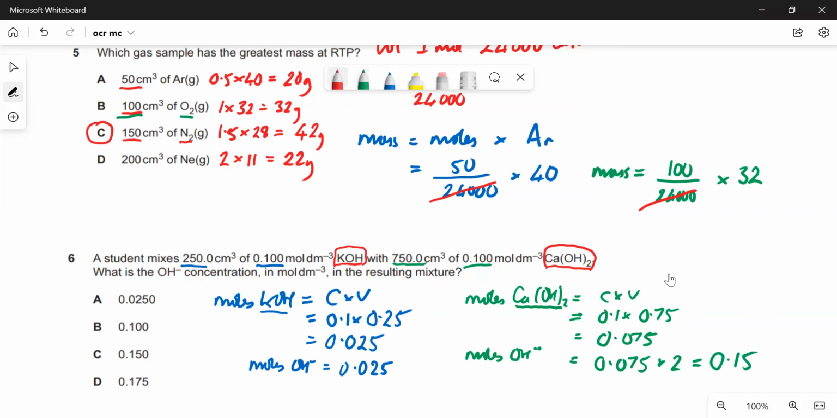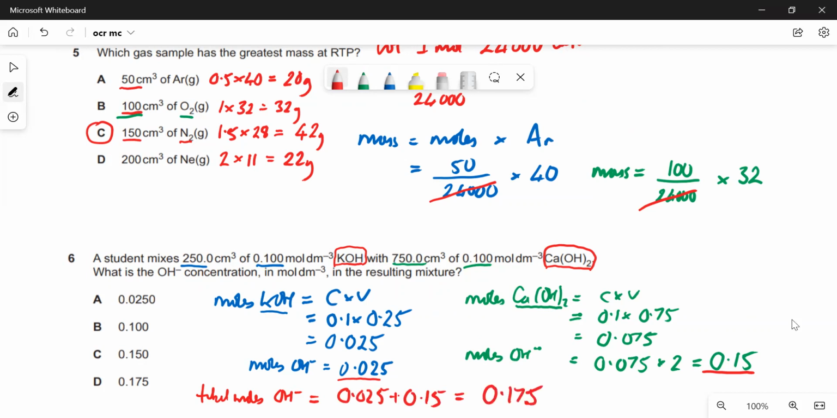Okay, so now we've got to add these two together. That's going to be the total number of moles of OH minus. So total moles of OH minus, 0.025 plus 0.15 is equal to 0.175.